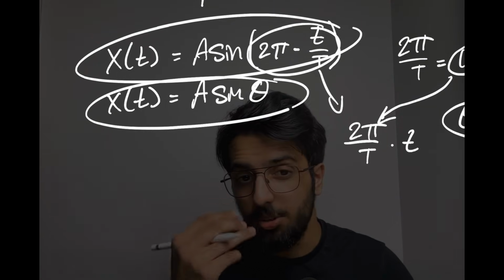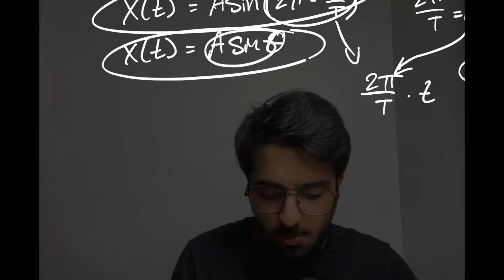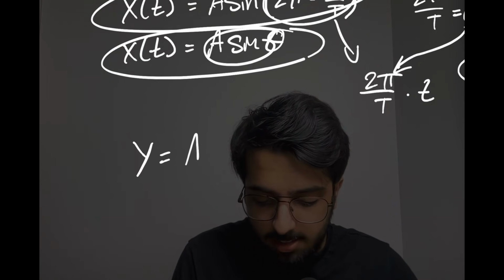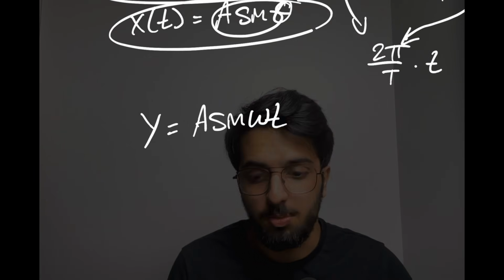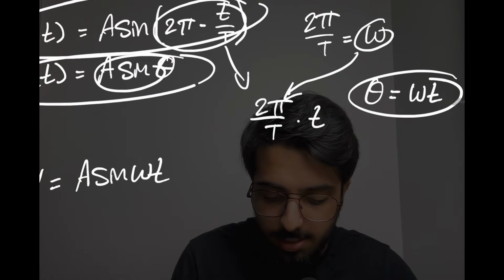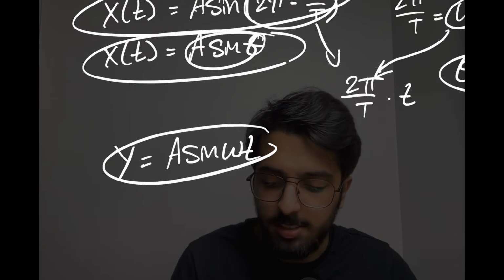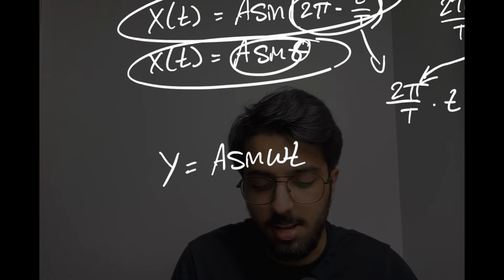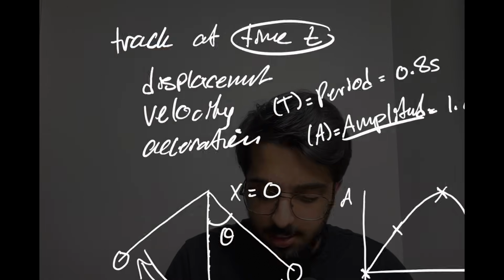Now I am fairly certain on your formula sheet it is not in this form. It will say y is equal to A sine omega t, right? And that also makes sense from here. We have our omega replaces our 2 pi over T times t, so A sine omega t. And our y is just another way to say x of t. Same thing. Right, so now that is our displacement sorted.